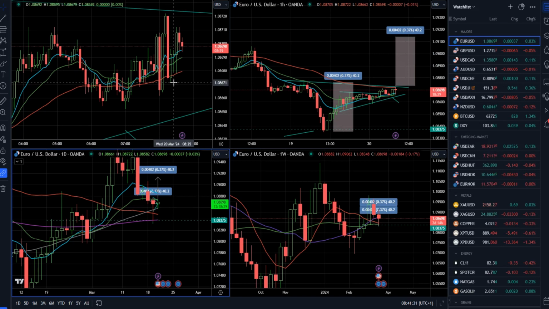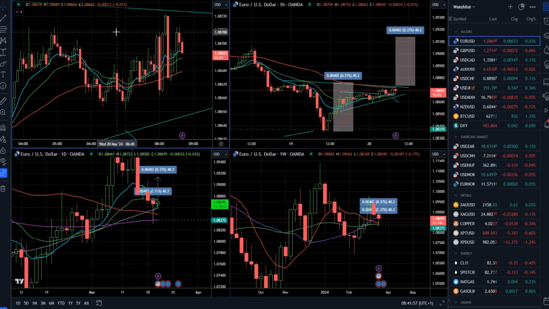We have the FOMC meeting minutes and federal funds rate today, and yes, it will be quite volatile. But what we had yesterday and what we saw on the daily time frame, the close on the daily time frame, the retest on the weekly, is suggesting that there will be a potential for the rally on the euro dollar towards the 1.0900-915 area, at least at this point. So pay attention to that potential development.